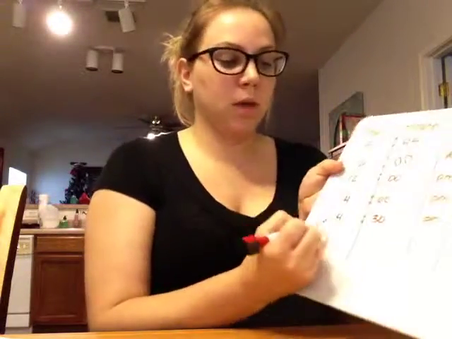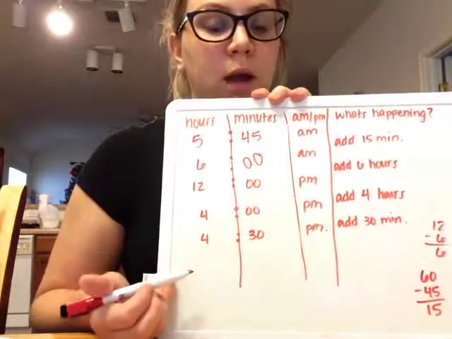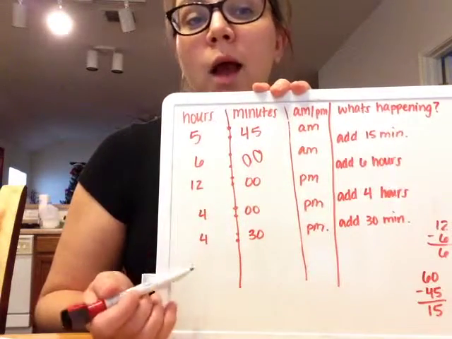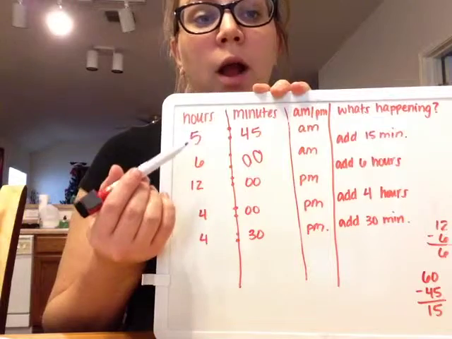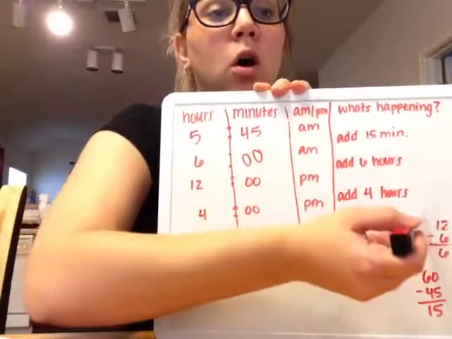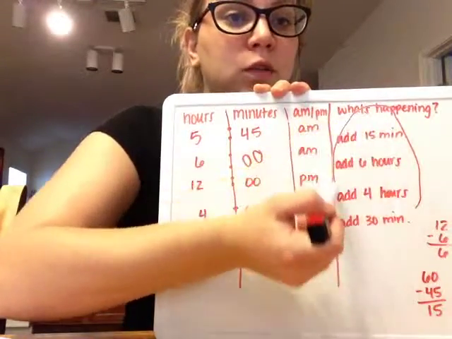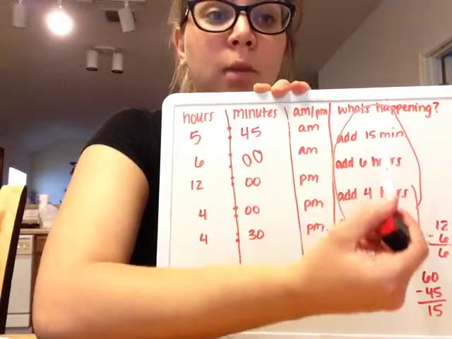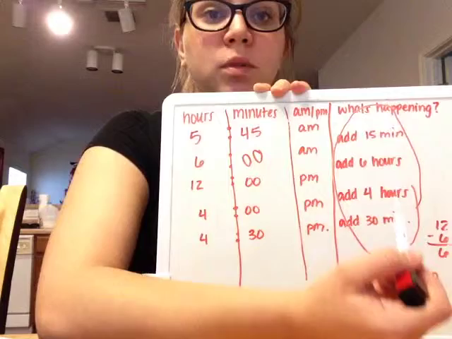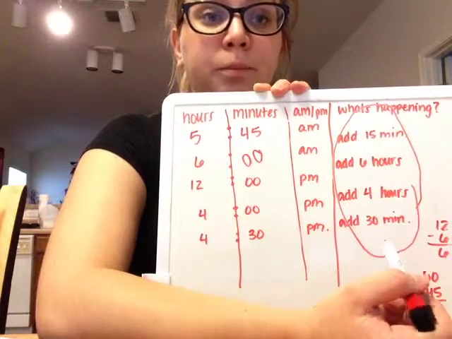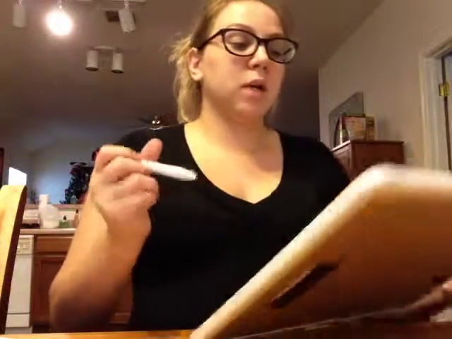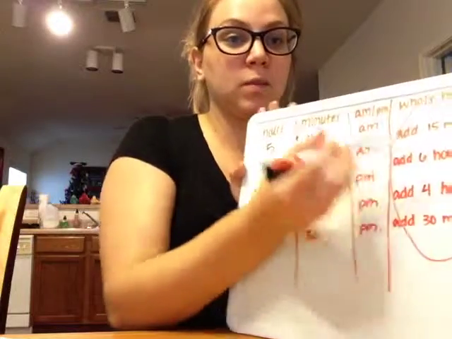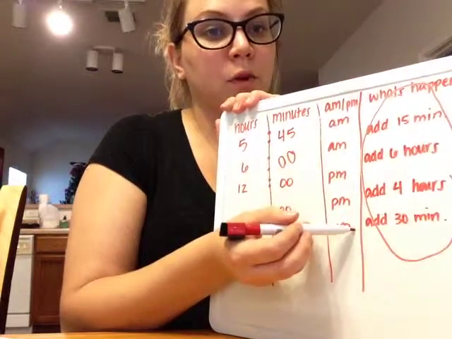So we know that right here we can stop because we've gotten to our end time. But remember, we already had our end time and our start time, so what we're actually looking for is all of this that happened to get us from our start time to our end time. So what we need to do now is add up everything in the what's happening column to figure out our elapsed time. We'll do the minutes first. We have 15 minutes and 30 minutes.